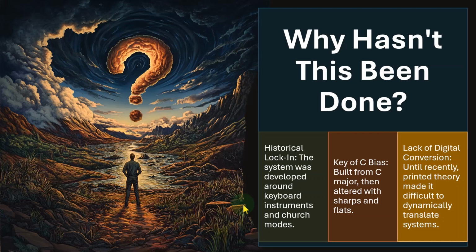Okay. Lack of digital conversion. Until recently, printed theory made it difficult to dynamically translate the system. Now, you might say, if I learn a system like this, if I use a different naming convention and whatnot and write it, then that's going to cause a problem, because I won't be able to convert it. Now, I want to say that functionally you can, because the current system is always off by 1. Just know that, so that when you play, it doesn't throw you off. You know what the distances mean. You know it's off by 1. You can accommodate for it.